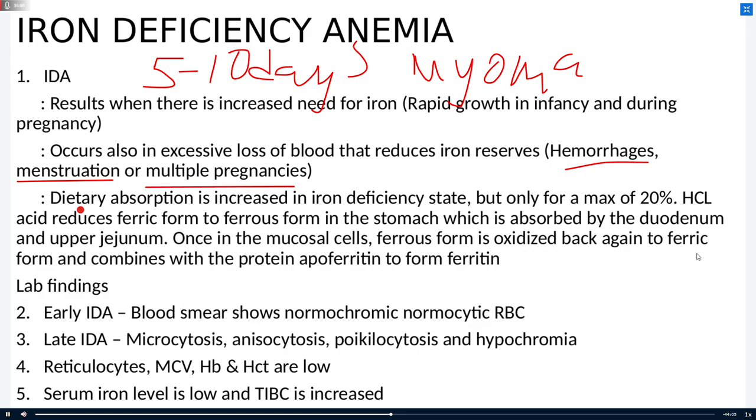Anyways, back on topic. So, dietary absorption is increased in iron deficiency state. So, in iron deficiency state class, your body would compensate by increasing dietary absorption. But this would only allow for a maximum of 20%. So let's say class, kumain ka ng meat. Hydrochloric acid reduces the ferric form to ferrous form in the stomach, which is then absorbed in the duodenum and upper jejunum. Once in the mucosal cell, ferrous form is oxidized back to ferric form and combines with the protein apoferritin to form your ferritin.